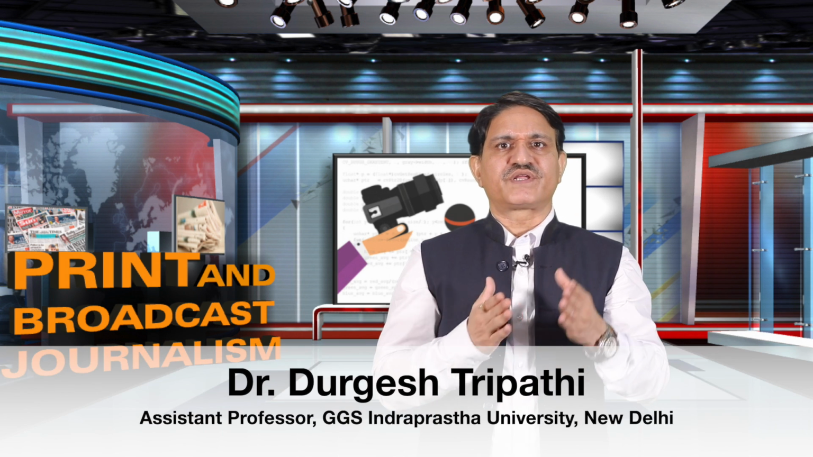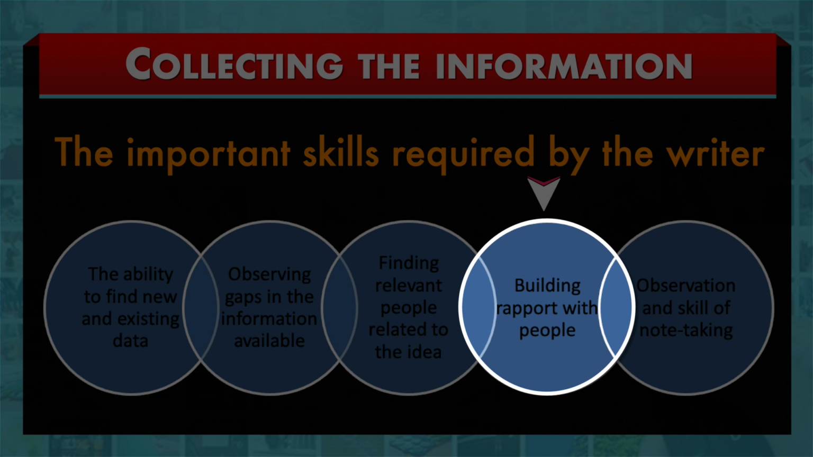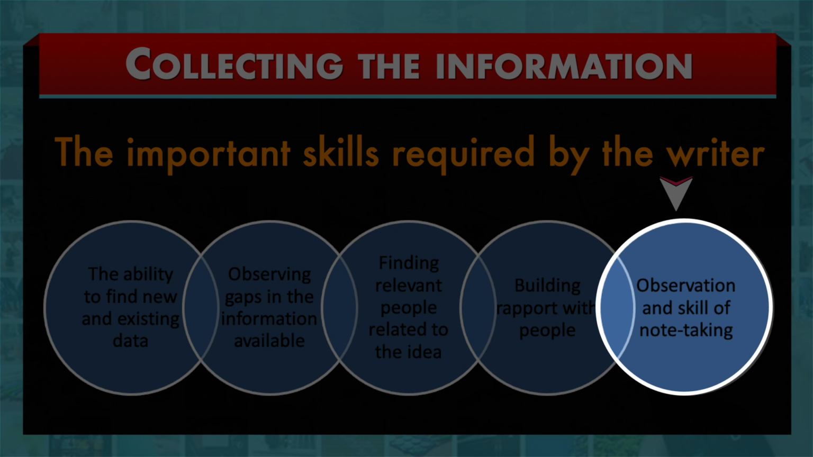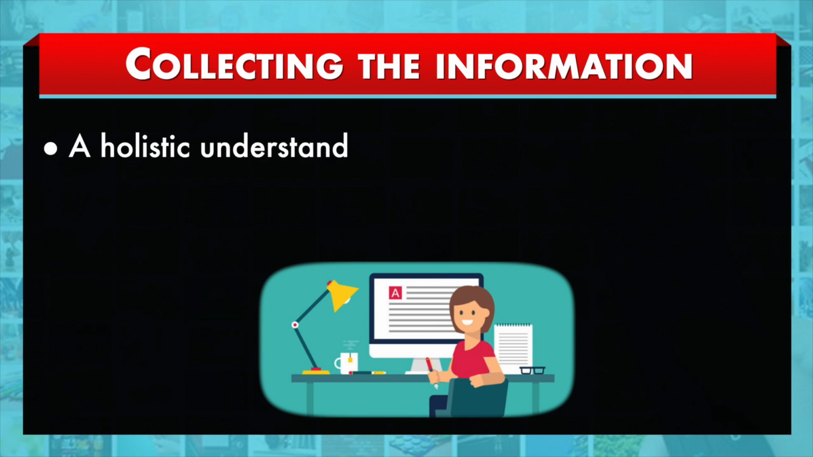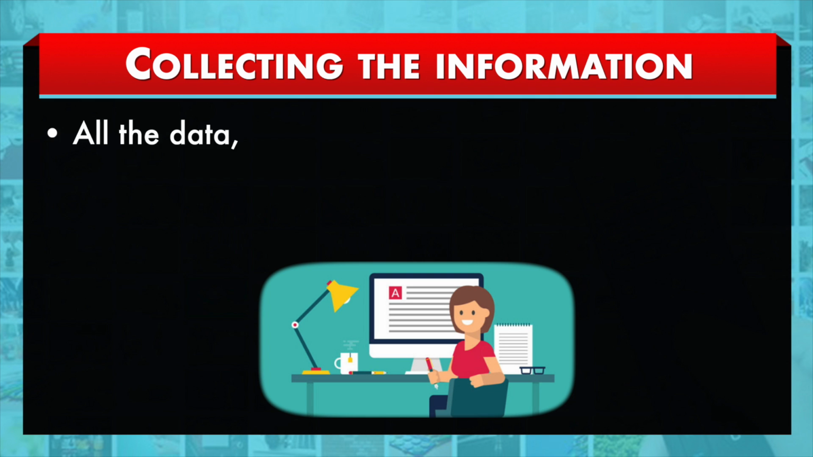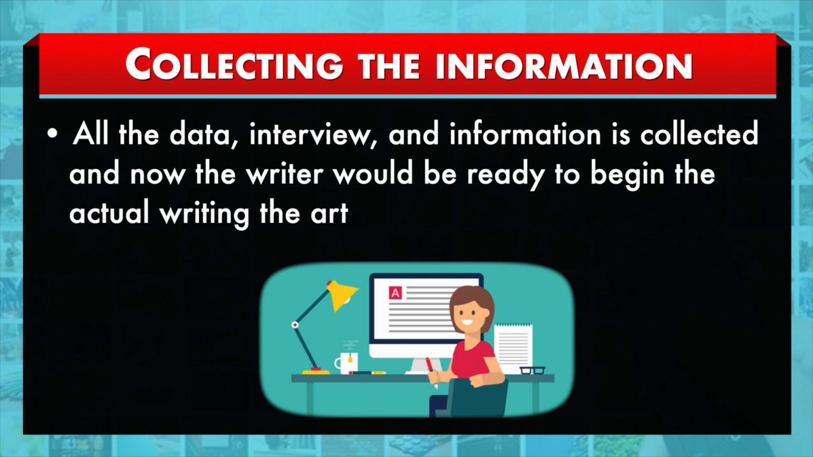Another skill set required at this stage is building rapport with people to make them comfortable while giving their opinions. Observation and a skill of note taking is extremely crucial. A holistic understanding of the topic is developed by the end of the stage. All the data, interviews and information is collected and now the writer would be ready to begin the actual writing of the article for the publication.